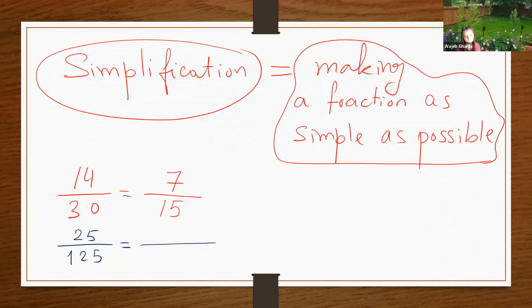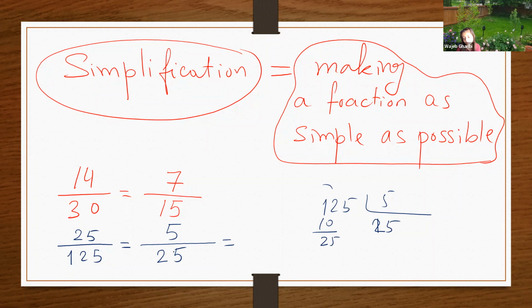So 25 divided by 5, what is the result? 5. 125 divided by 5, we can write it, Maria. 2 times 5 is 10, what is the remainder? 2. We will get 25. So 125 divided by 5, what is the result? 25. So once again, here 5 over 25.